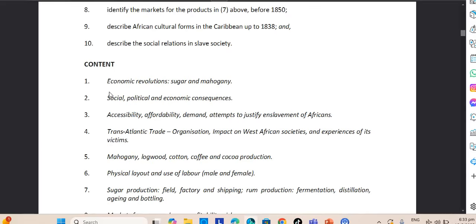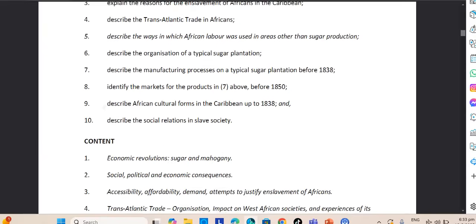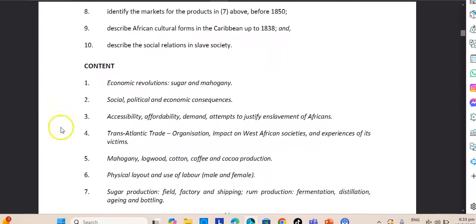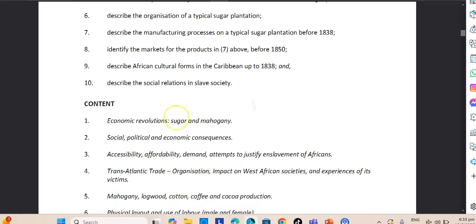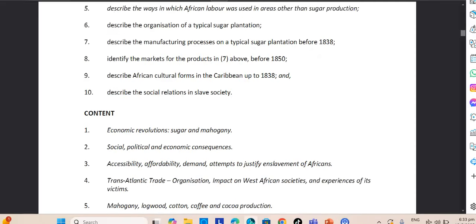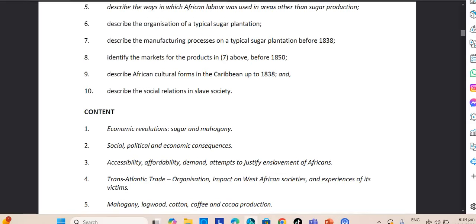All right, guys? So if you're asked about reasons for the enslavement of Africans in the Caribbean, these are the reasons that you are going to talk about. Now, describe the transatlantic trade in Africans. So we're going to look at the transatlantic trade. We're going to talk about organization, impact on West African societies, and experiences of its victims to describe the transatlantic trade.